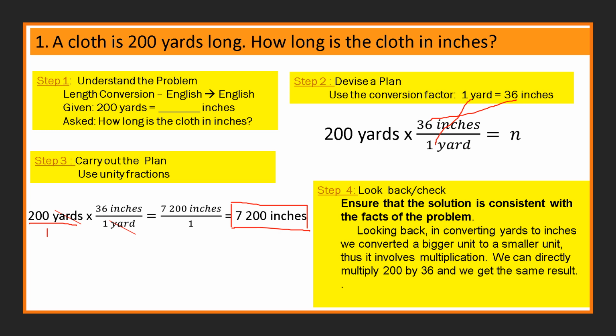For step 4, we can now look back or check. In checking, we have to ensure that the solution is consistent with the facts of the problem. Looking back, in converting yards to inches, we converted a bigger unit, yards, to a smaller unit, which is inches. Thus, it involves multiplication. We can directly multiply 200 by 36, and we get the same result, which is 7,200 inches.